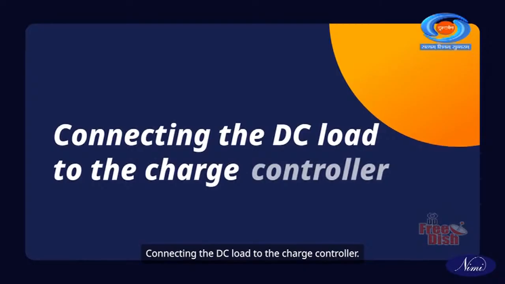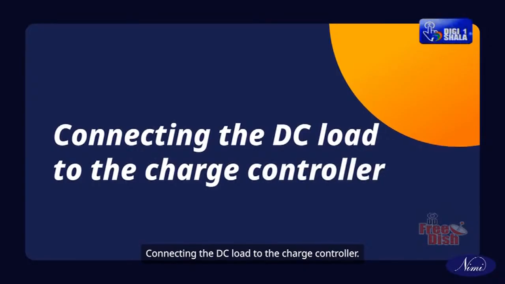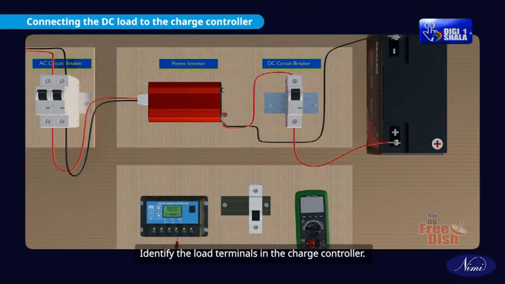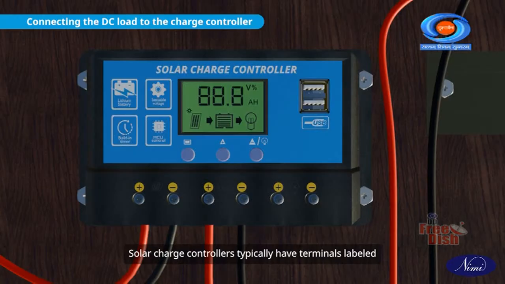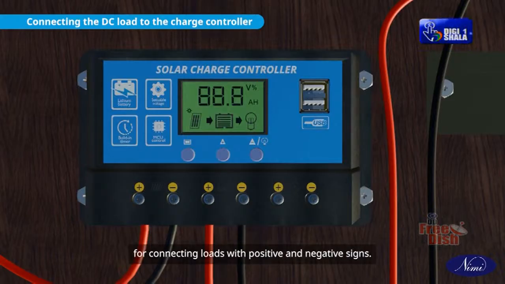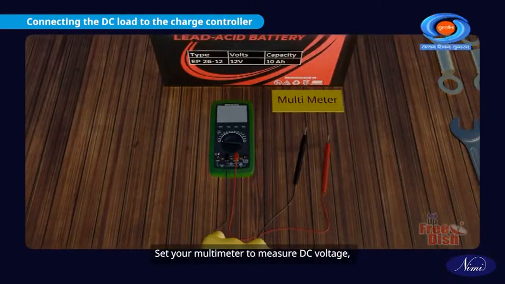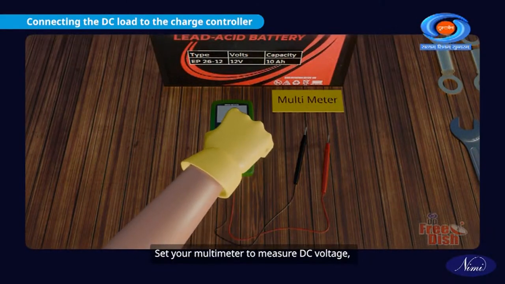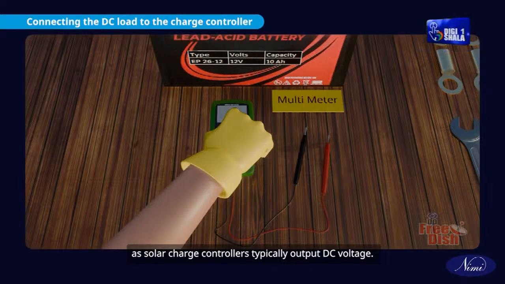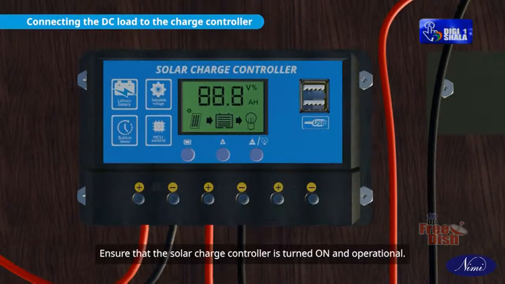Connecting the DC load to the charge controller. Identify the load terminals in the charge controller. Solar charge controllers typically have terminals labeled for connecting loads with positive and negative signs. Set your multimeter to measure DC voltage, as solar charge controllers typically output DC voltage. Ensure that the solar charge controller is turned on and operational.